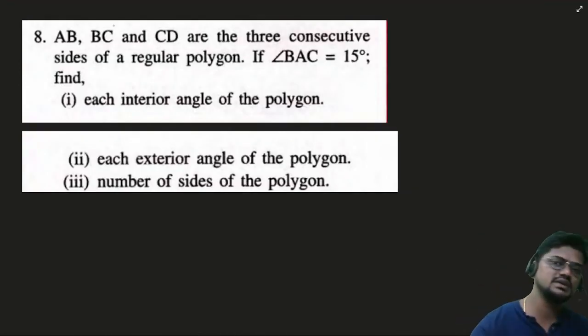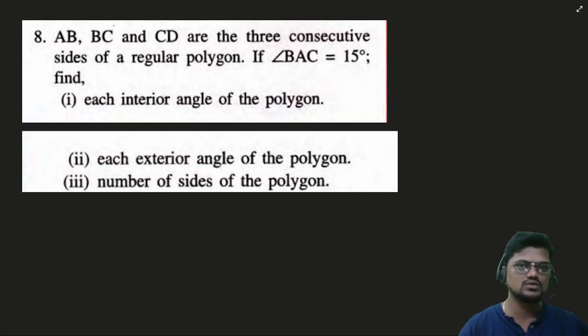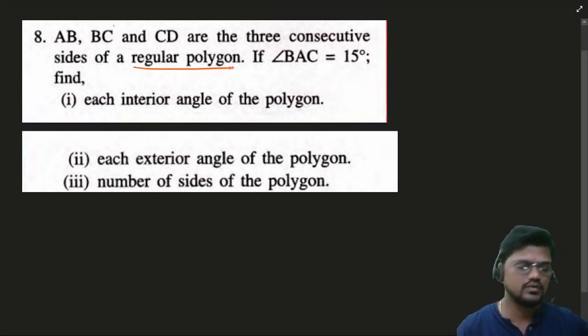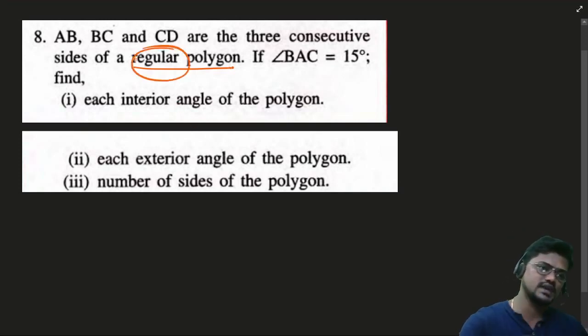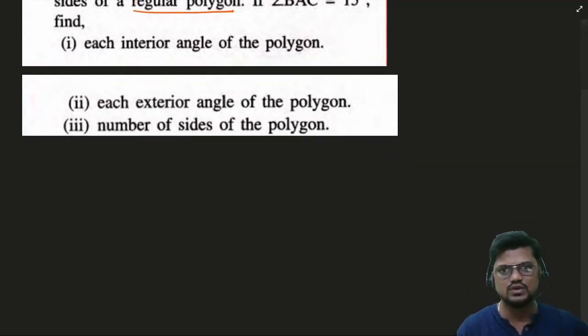Over here, AB, BC and CD are the three consecutive sides of a regular polygon. Now, this is a regular polygon. Whenever they say regular polygon, regular means what? The polygon has all the sides equal. Okay. Now we have a regular polygon. So whenever you have a regular polygon, you can draw it like this. We don't know how many sides it has.